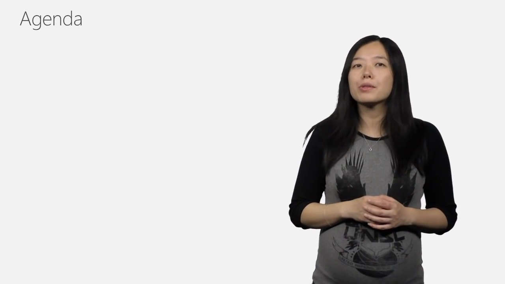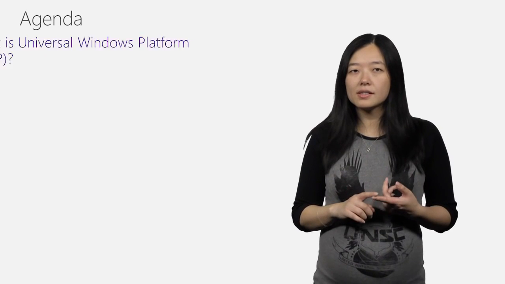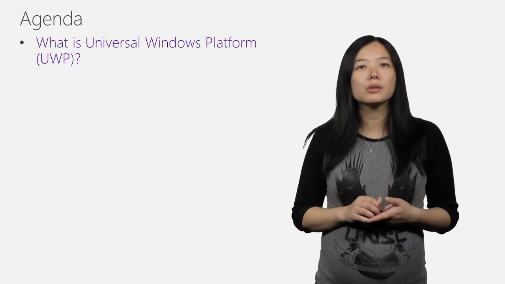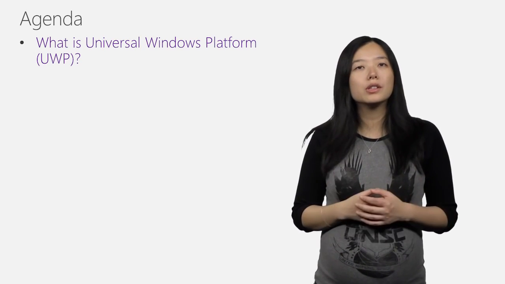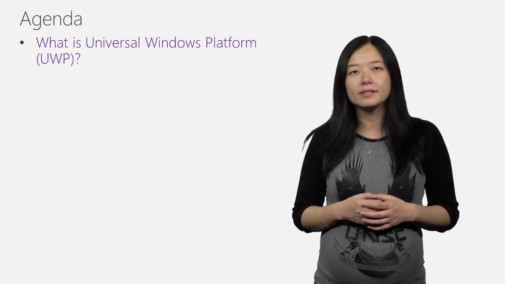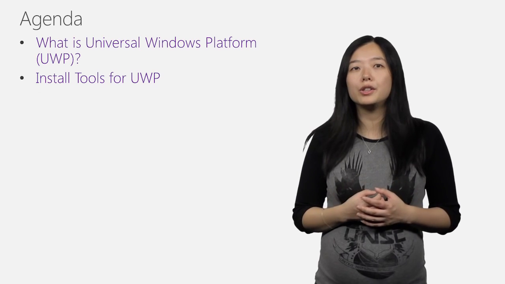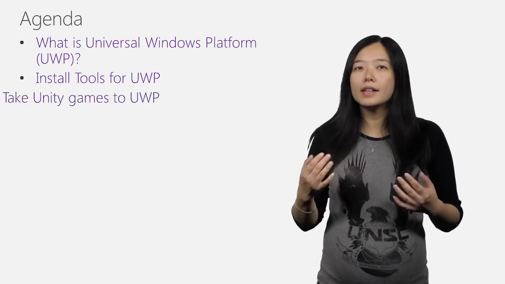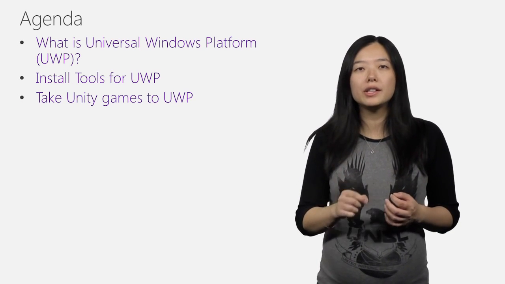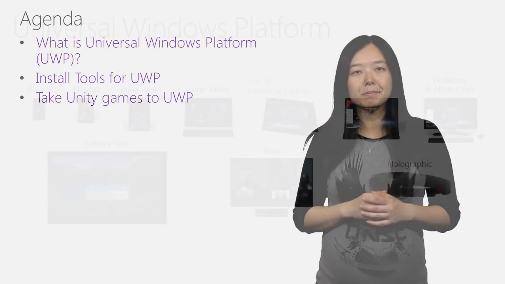We are going to talk about three things. First, what is Universal Windows Platform, also known as UWP? Then I'll show you how to install the tools needed for UWP development, and then talk about how you can take your Unity games to UWP.